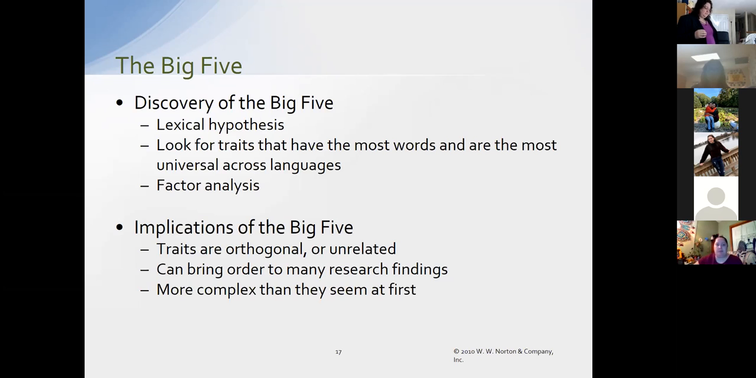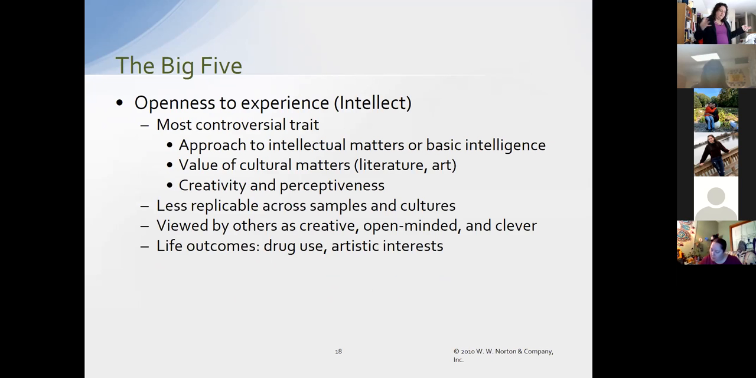The implication here is that the traits are considered orthogonal, which means unrelated. So being high on extroversion isn't going to influence your score on neuroticism necessarily. The Big Five can bring order to many research findings if the findings are consistent across a particular trait, for example. And the Big Five are more complex than they seem at first. The labels are oversimplified and in fact can be potentially misleading as well. So just to give us a refresher, the Big Five are OCEAN: openness to experience, conscientiousness, extroversion, agreeableness, and neuroticism. Each of them is going to have their own slide. So if you didn't get them all down when I was just rattling them off, no worries. We're even going in OCEAN order to help you all remember them.